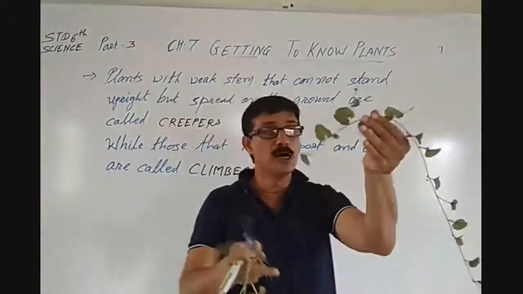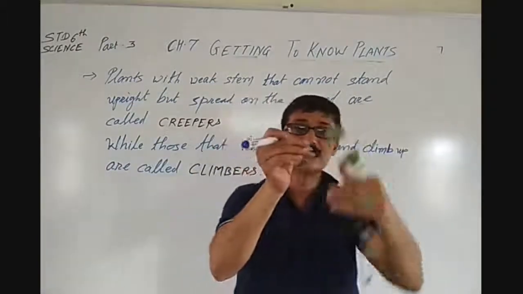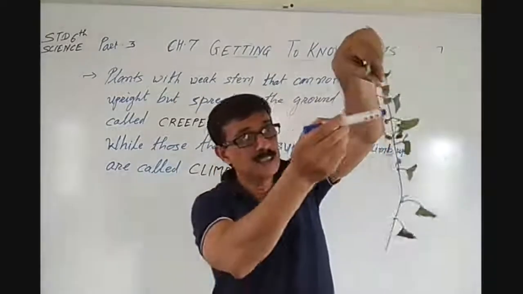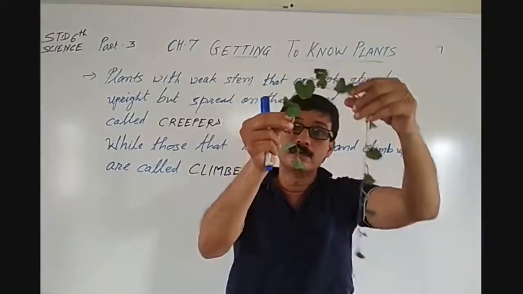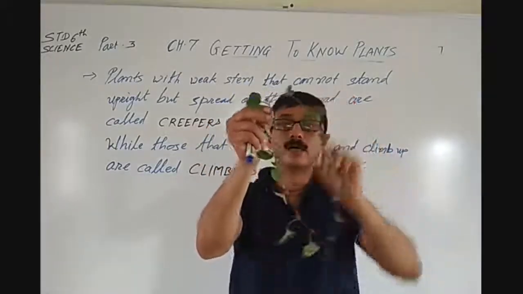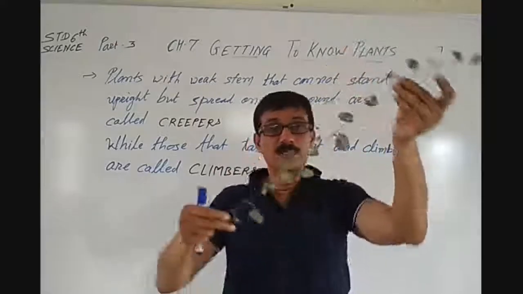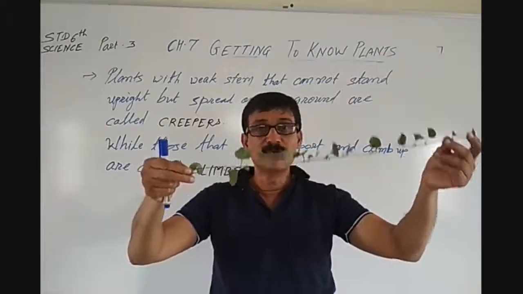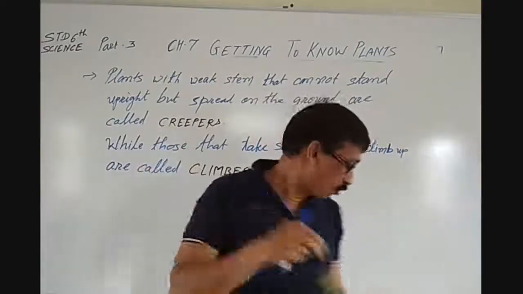And one more is there. See, this is also a creeper. You can see the stem. See, this is a stem of this plant, no? But if I see, it cannot stand upright from anywhere. It is not possible to stand upright. So what will it do? It will spread on the ground like this, and that is why it is also a kind of creeper. Now let's see some more plants.